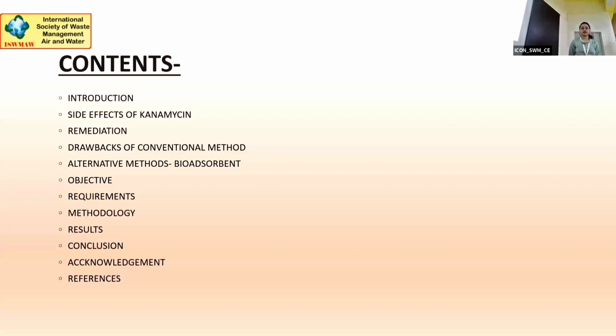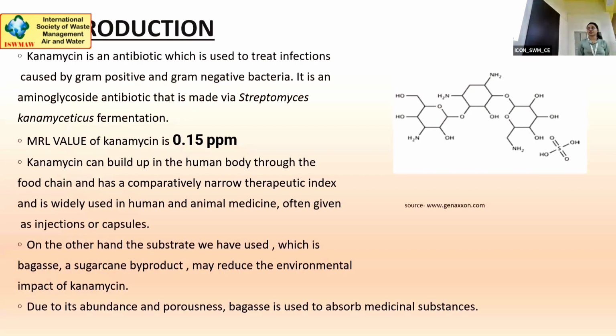So here are the contents. I'm skipping that. I'm moving to the introduction. Kanamycin is a broad-spectrum antibiotic which is used to treat infections caused by gram-positive and gram-negative bacteria.